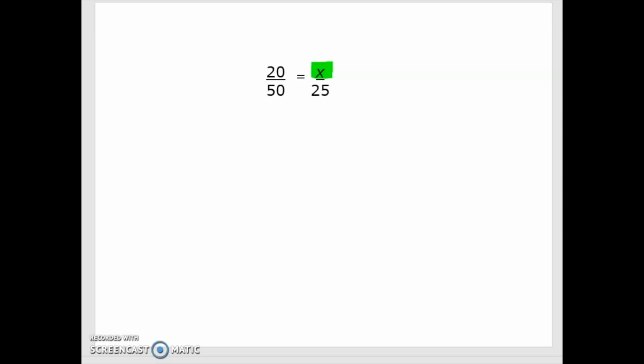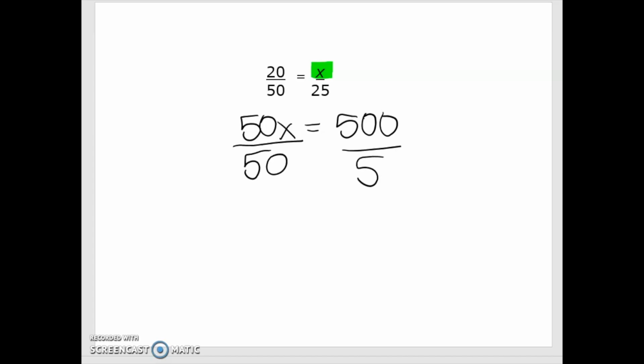So here we go. 50 times x is 50x. 20 times 25 is 500. So we're going to go ahead and divide by 50, divide by 50, and x equals 10. So that's all there is to solving a proportion: looking at those cross products, doing the cross multiplication, which gives us an equation, and then going through the steps for solving the equation.